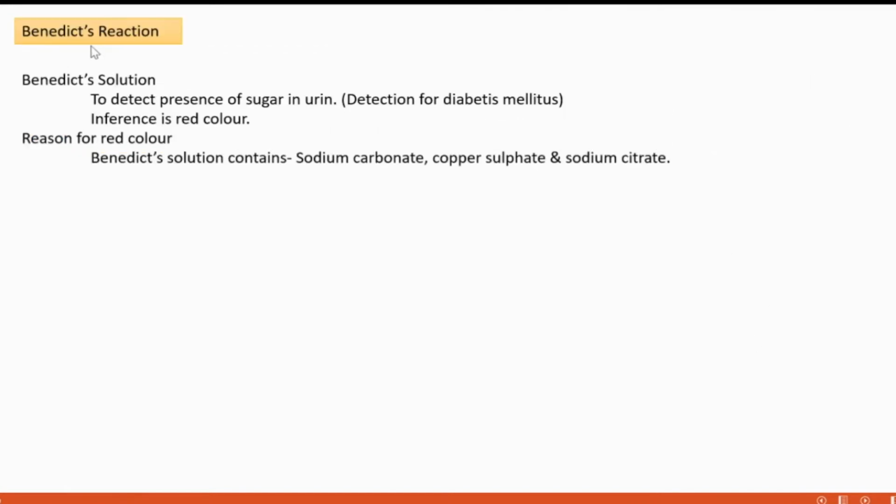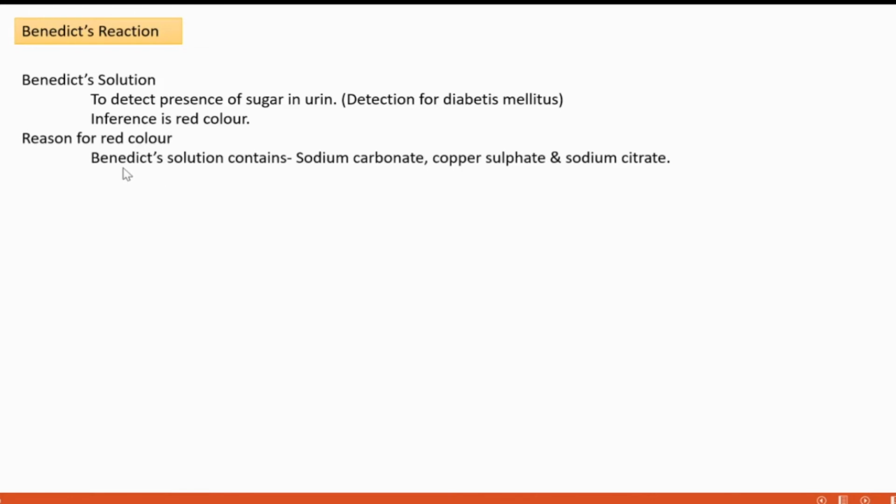Next. Benedict's reaction, Benedict's solution. Benedict's reaction is familiar to you from your UG classes because in UG you have done a practical using this Benedict reaction for urine analysis to detect the presence of glucose, right? Okay. Then Benedict's solution is used to detect the presence of sugar in urine, to detect diabetes mellitus. And what was the inference you noted during that practical? The end result is a red color. Okay. Then what is the reason for the red color?